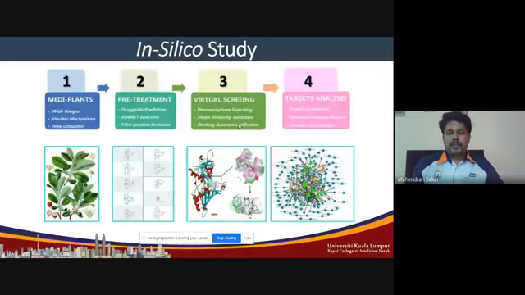Then compound target analysis based on docking. So docking accurate verification will be done. This will all be done by computer software. So there are no chemicals or animals involved in these kinds of studies.